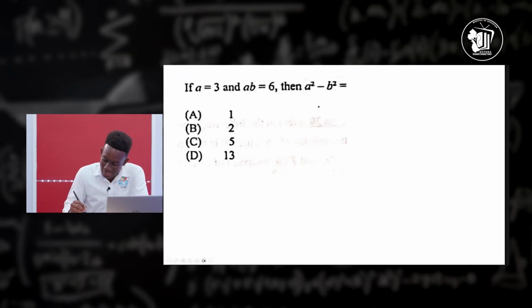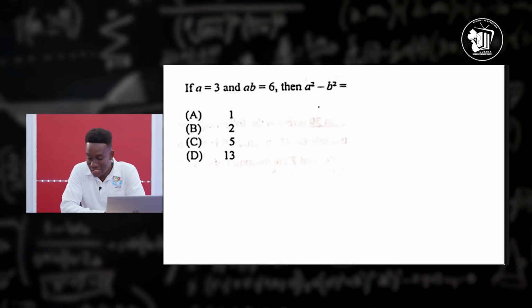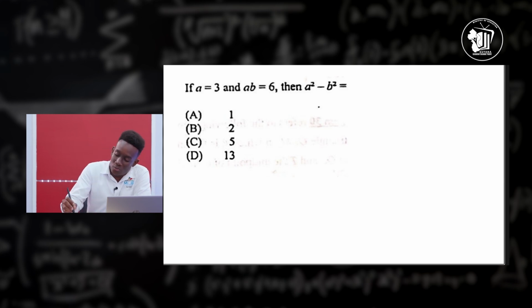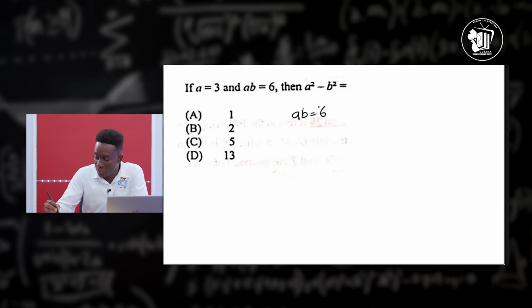So this one says, let's start off nice and easy to get the blood flowing. If A is equal to 3 and AB is equal to 6, then A squared minus B squared is equal to. So you already know A is equal to 3. Since A is equal to 3 and we know AB is equal to 6, we know it will be 3 multiplied by B is equal to 6. So B would be equal to, since this 3 is multiplying, I take it over, divide, so we'll have 6 divided by 3, hence B is equal to 2.